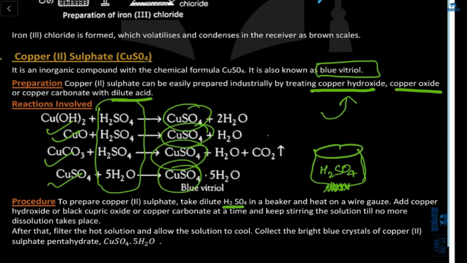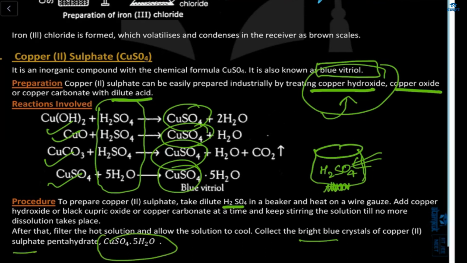So add copper hydroxide. This is your copper hydroxide. We have to add copper hydroxide and keep stirring the solution. In this beaker, dilute acid is present, and I'm adding copper hydroxide and stirring the solution. After that, we'll keep the solution to cool. Then we'll collect the bright blue crystals of copper sulfate, which is CuSO4. That's why copper sulfate is also known as blue vitriol.